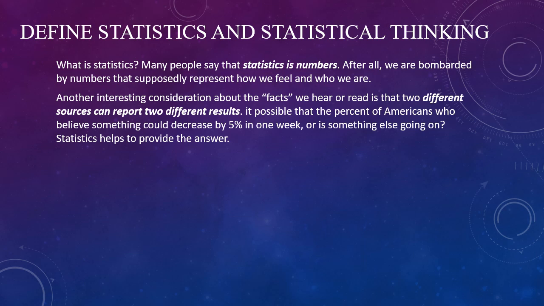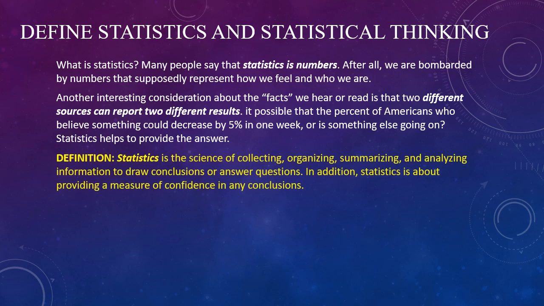So statistics can definitely help you weed through some things as far as different or contradictory numbers, if you will. Our formal definition is that statistics is the science of collecting, organizing, summarizing, and analyzing information to draw conclusions or answer questions. In addition, statistics is about providing a measure of confidence in any conclusions.